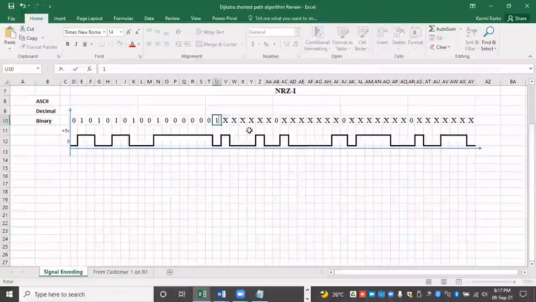Now the next bit has a signal transition from a low voltage pulse state to a high voltage pulse state. So what will be the subsequent bit's representation then?